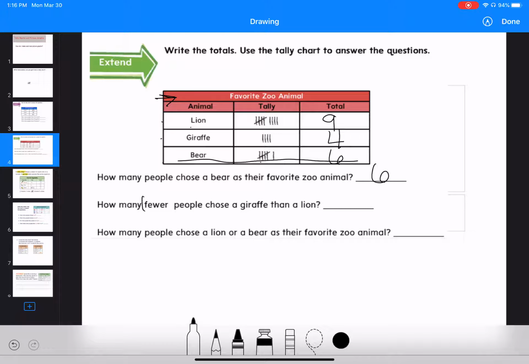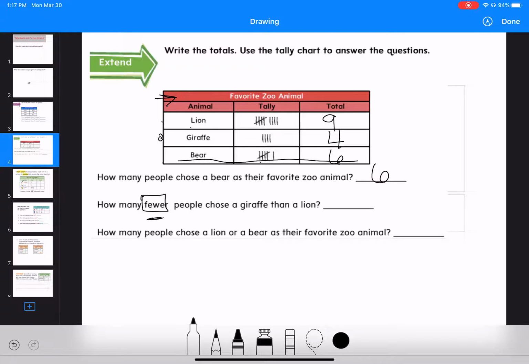Your code word is fewer. Now, who remembers what operation that is? Would you use addition or subtraction? If you said subtraction, you are correct because fewer means less. So how many fewer people chose a giraffe than a lion?